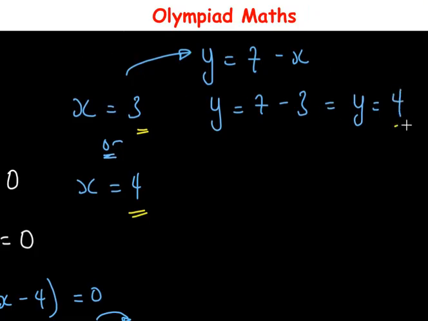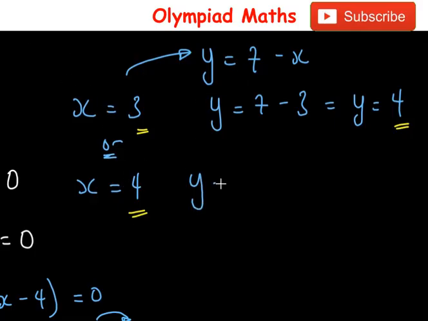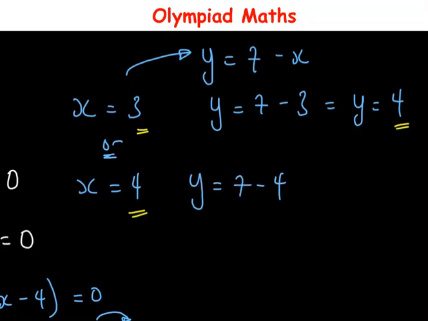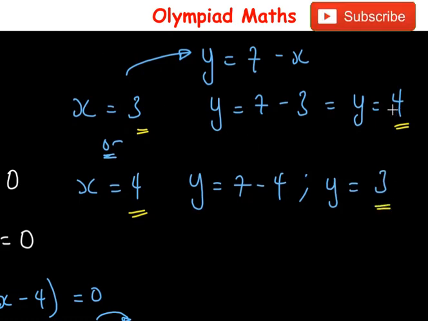Okay, good. Now, for x equals 4, we also input the value of x as 4 into the equation. We have y is equal to 7 minus 4, and from this we have the value of y. 7 minus 4 is 3. So y equals 3 when x equals 4.